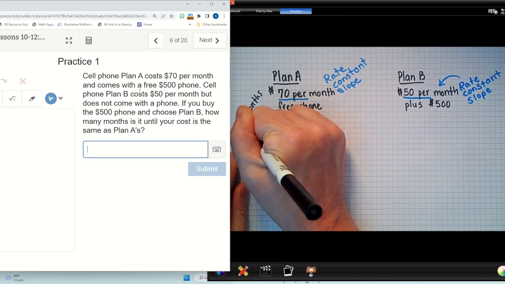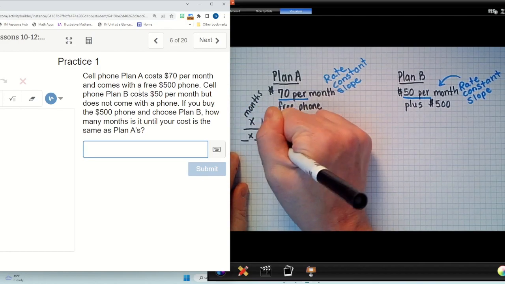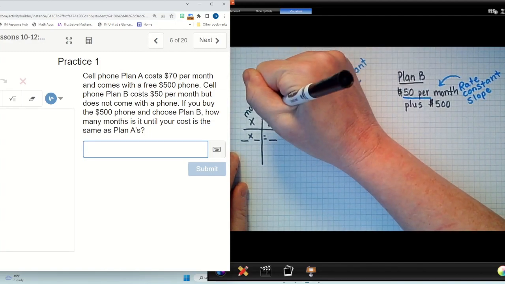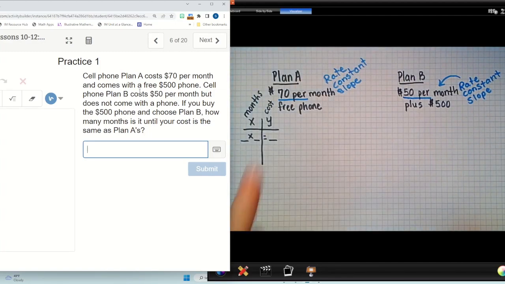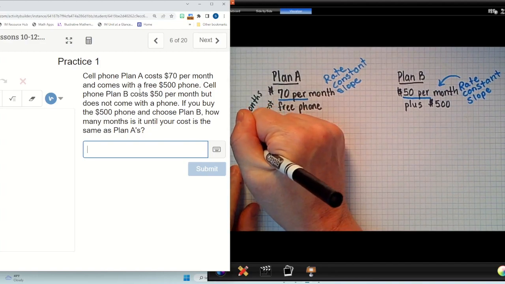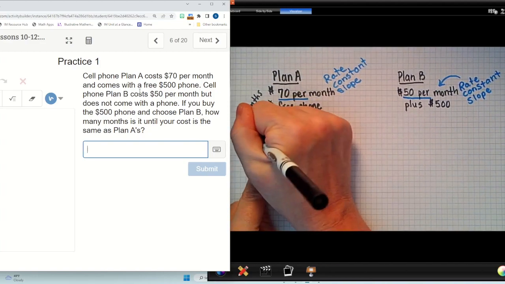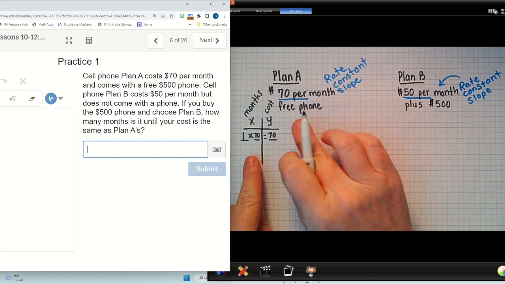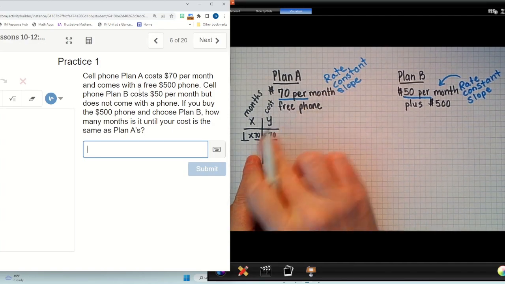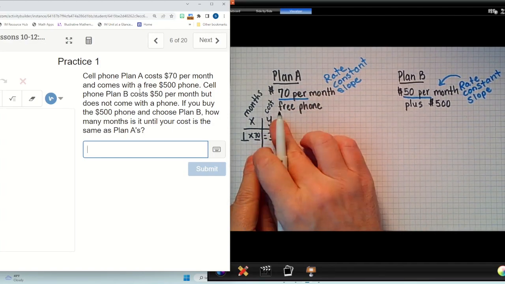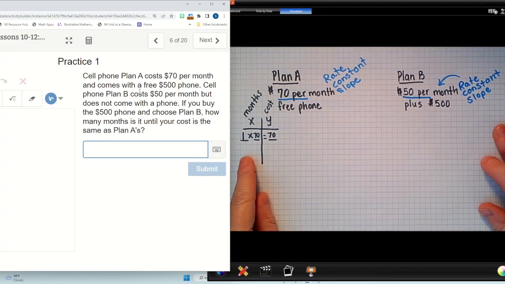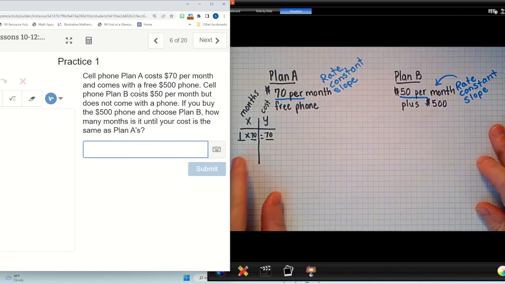Something times something equals something, right? My y would be my cost, right? My total cost. So $70 per month. If I pay 1 month, and I do $70 per month, then it's going to cost me $70, right? Now, this is what we call proportional, right? Because it's free phone. So we would call this a proportional relationship because we don't have that plus or minus anything. But on this side, we actually have a little bit more of a complex equation.